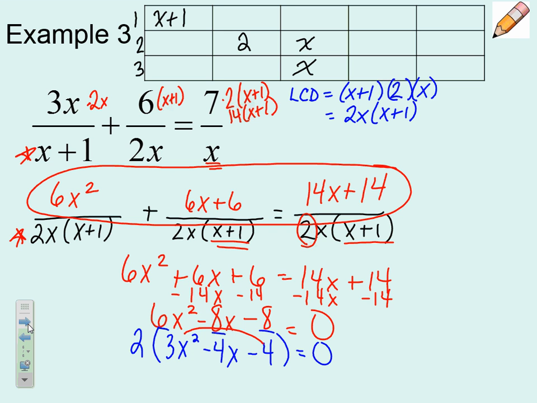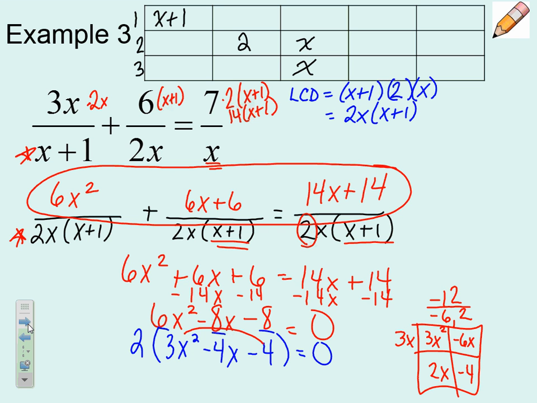3 times negative 4. What multiplies to make negative 12 and would add to make negative 4? Negative 6 and 2 would do that. So I'm going to go ahead and place them in the AC method boxes here. So 3x squared minus 6x, 2x, and then minus 4. I'm going to take out a 3x, take out a 2, take out an x, take out a negative 2. So this factors into 3x plus 2, x minus 2, and that 2 that's hanging out in front.